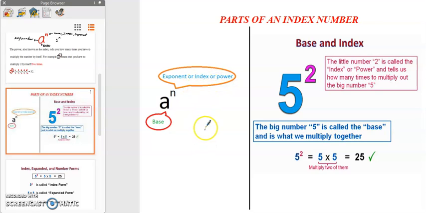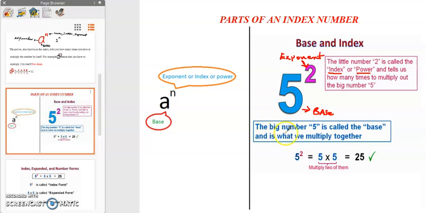So this is for the left column. Now if you look to the right, where I chose a specific example, this would read 5 raised to the second power, or 5 squared, right? 5 squared. So in this case, 5 would be our base, right? And then 2 would be our index or power, or also the exponent, right?